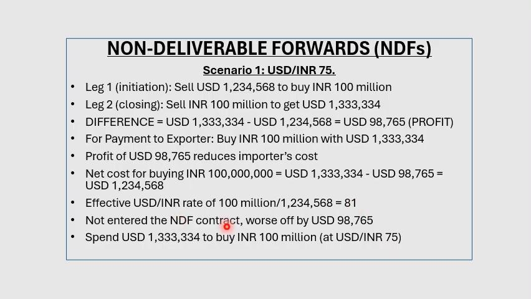Had the trader not entered into the NDF contract, he would have been worse off by USD 98,765, as he would have to spend USD 1,333,334 to buy INR 100 million, an effective rate of 75.